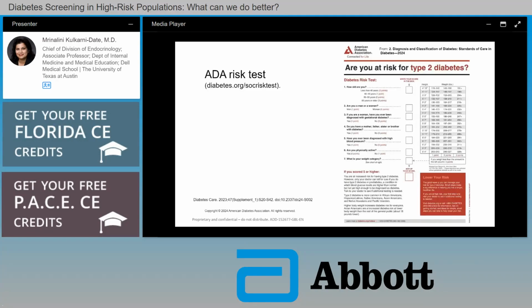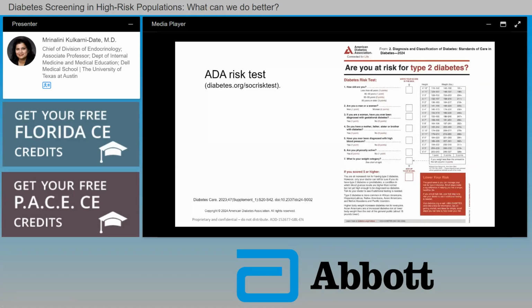This is a questionnaire that the American Diabetes Association has available on their website. You can download it, and it assesses your risk for type 2 diabetes based on your age, gender, if there was a history of gestational diabetes or family history, physical activity, and it also gives you the ability to stratify your weight category. So this is a great tool.